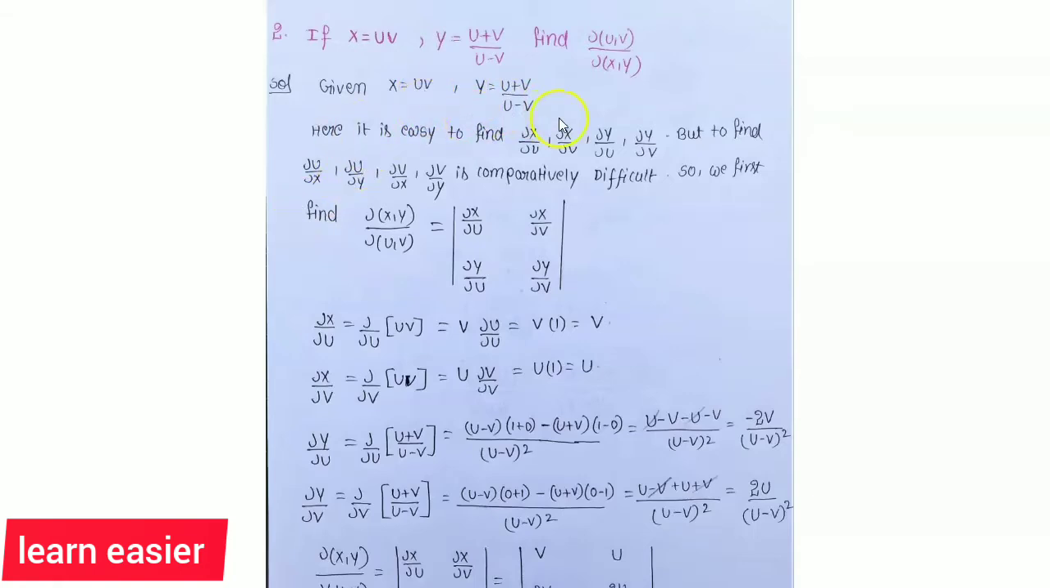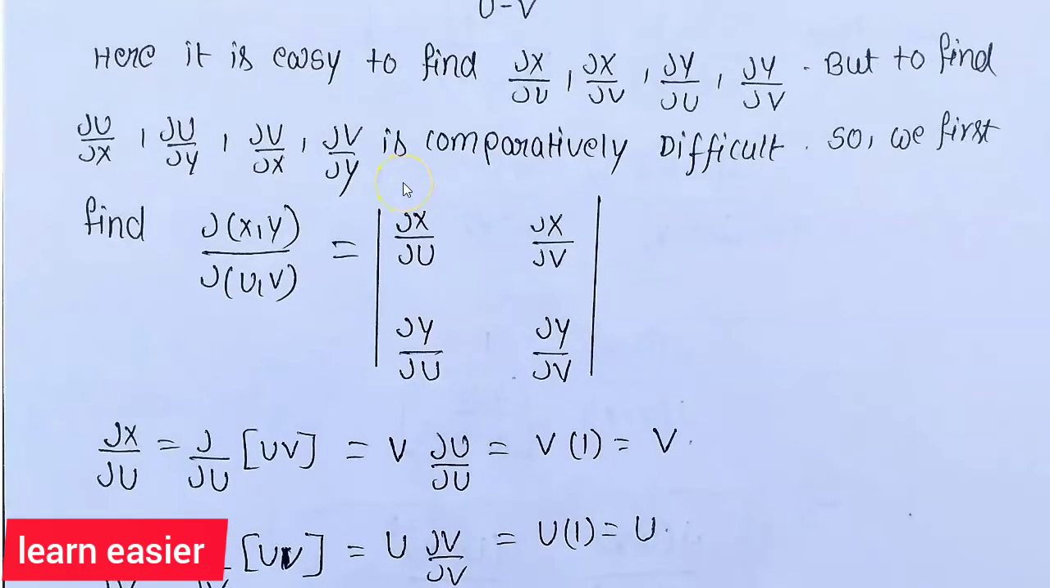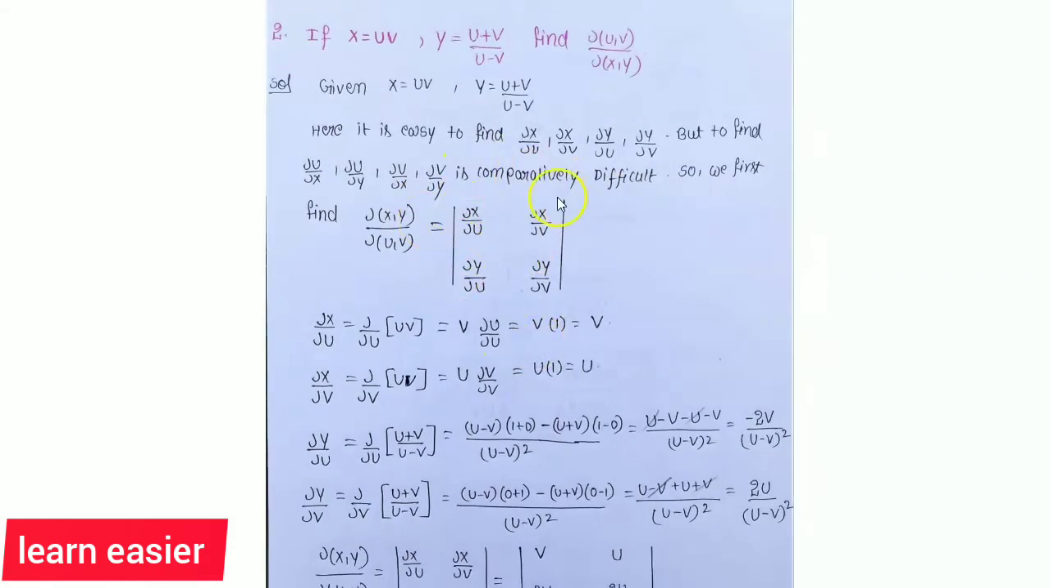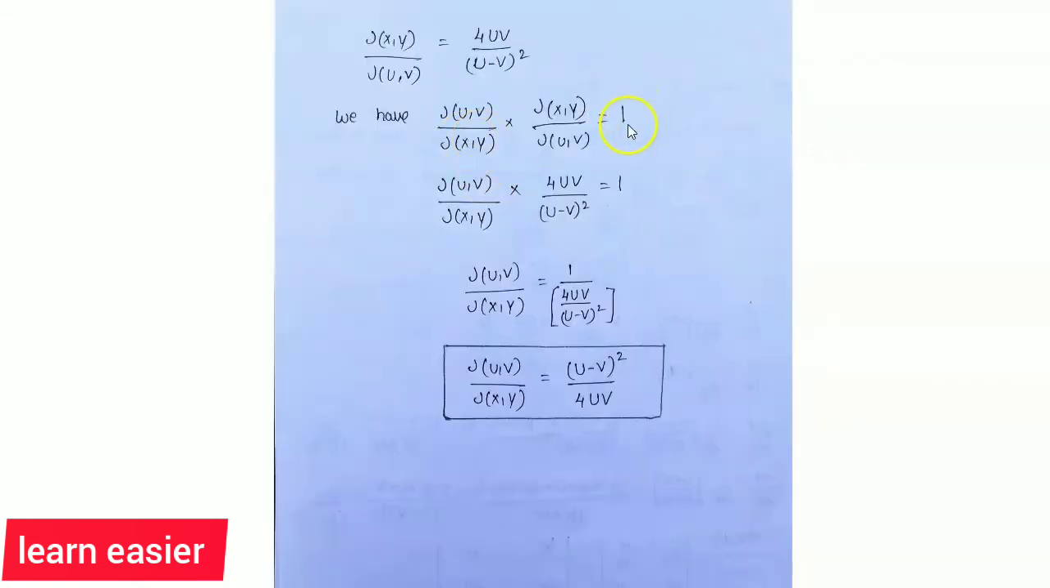So it is easier to find ∂x/∂u, ∂x/∂v and ∂y/∂u, ∂y/∂v in terms of ∂(x,y)/∂(u,v), because it is easier to find those partial derivatives than these partial derivatives. So we found the determinant of these partial derivatives, and then we use the property J into J' equal to 1. So after that we found that ∂(u,v)/∂(x,y) is (u minus v) whole square by 4uv.